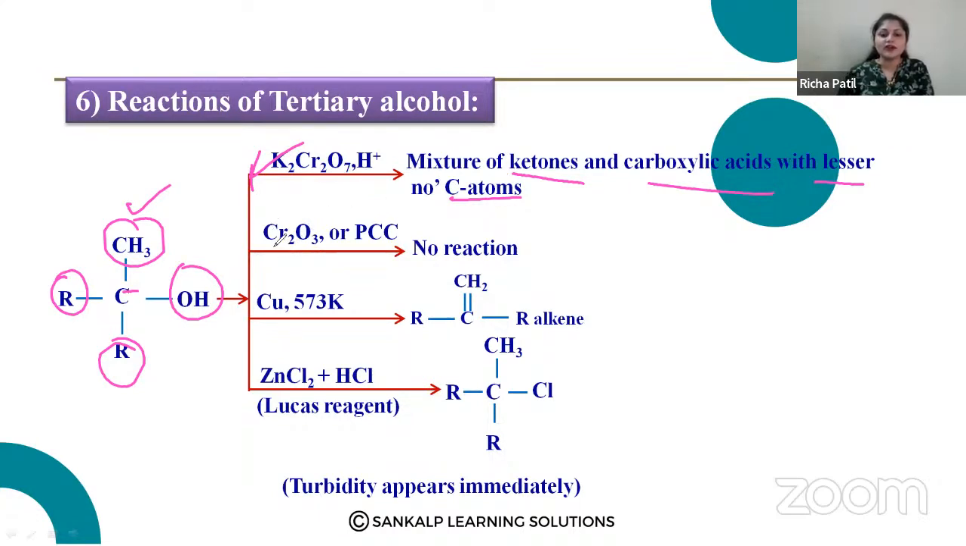Next is with Cr2O3 or PCC. It gives you no reaction, because there is no alpha hydrogen present near the carbon, so it gives no reaction. Then when you treat your tertiary alcohol with copper at 573 Kelvin, it yields you an alkene. Then Lucas reagent: when you treat your tertiary alcohol with Lucas reagent, it gives you turbidity immediately.